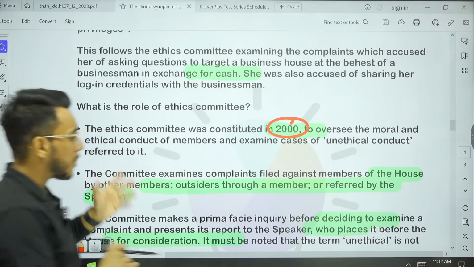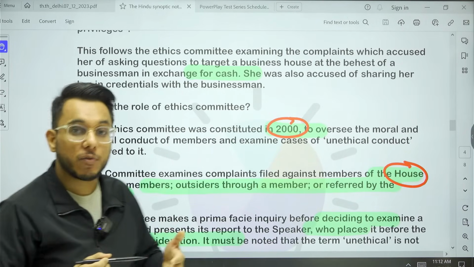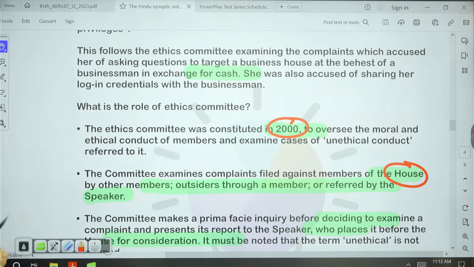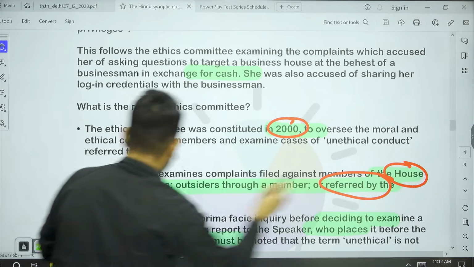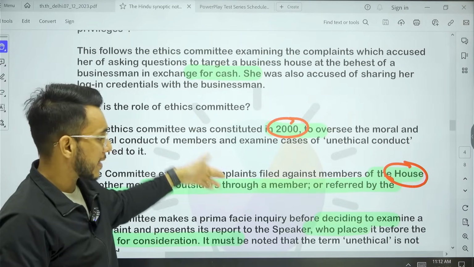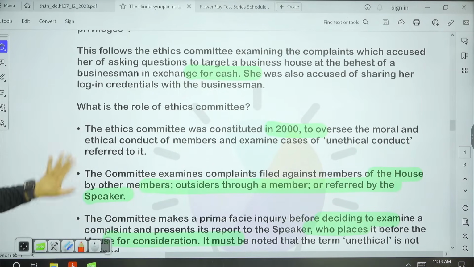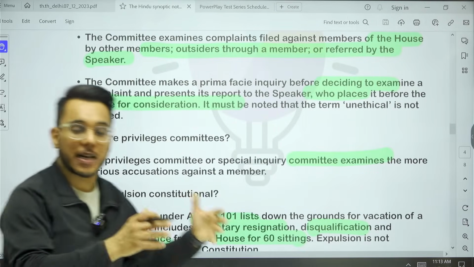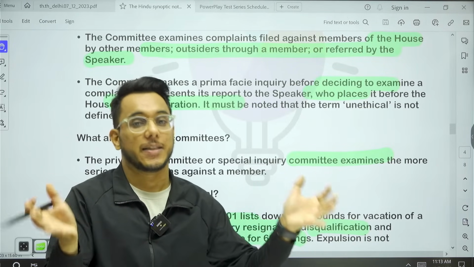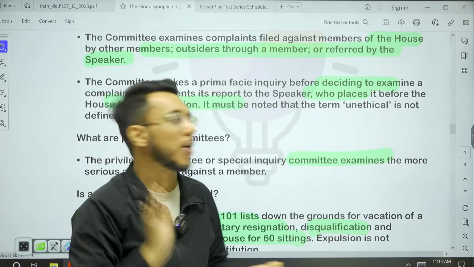That complaint could be filed by members of the house, or if an outsider wants to file a complaint, then through an MP that outsider can also file it. All these complaints are referred through a member to the ethics committee, or the complaints can also be referred by the Speaker. This committee will enquire into the conduct of an MP and see whether an ethical or unethical thing was done. What is unethical is not defined anywhere. They will determine whether X is ethical or unethical.